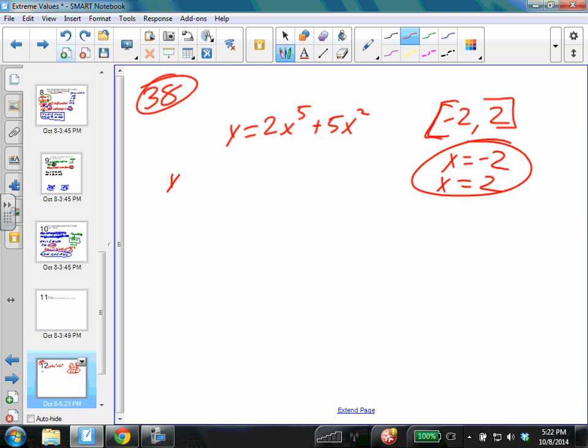And if we're looking for other places we need to check, well, we need to check the derivative, right? So if we take this derivative, we get 10x to the 4th plus 10x. No way to make that not exist, right? We don't have a fraction or a square root or anything like that that can make it not exist. So what we want to do is look at when this derivative will be equal to 0.